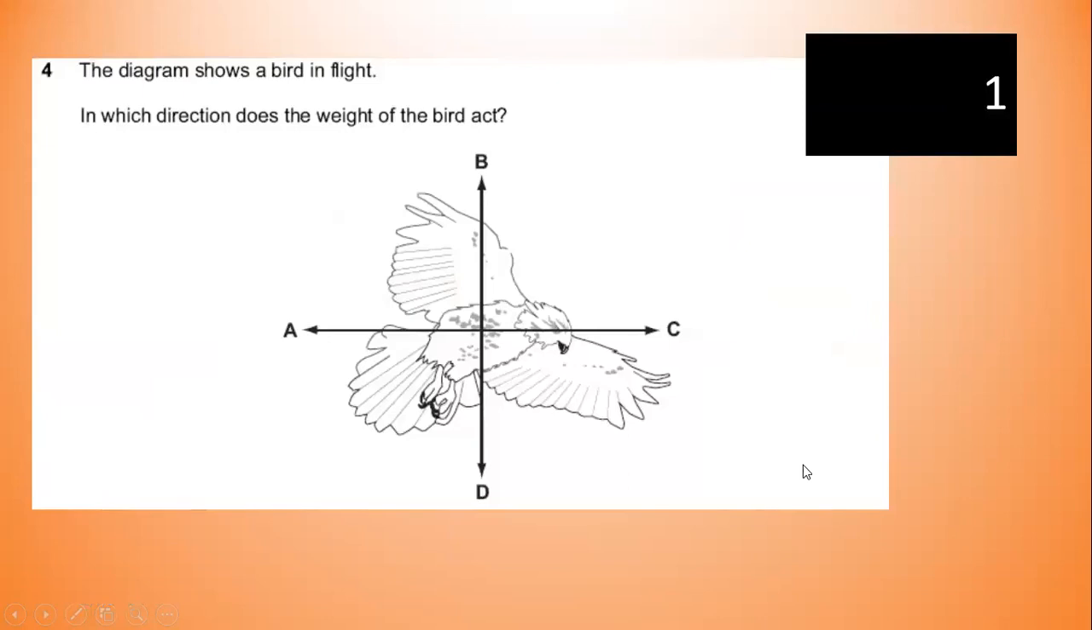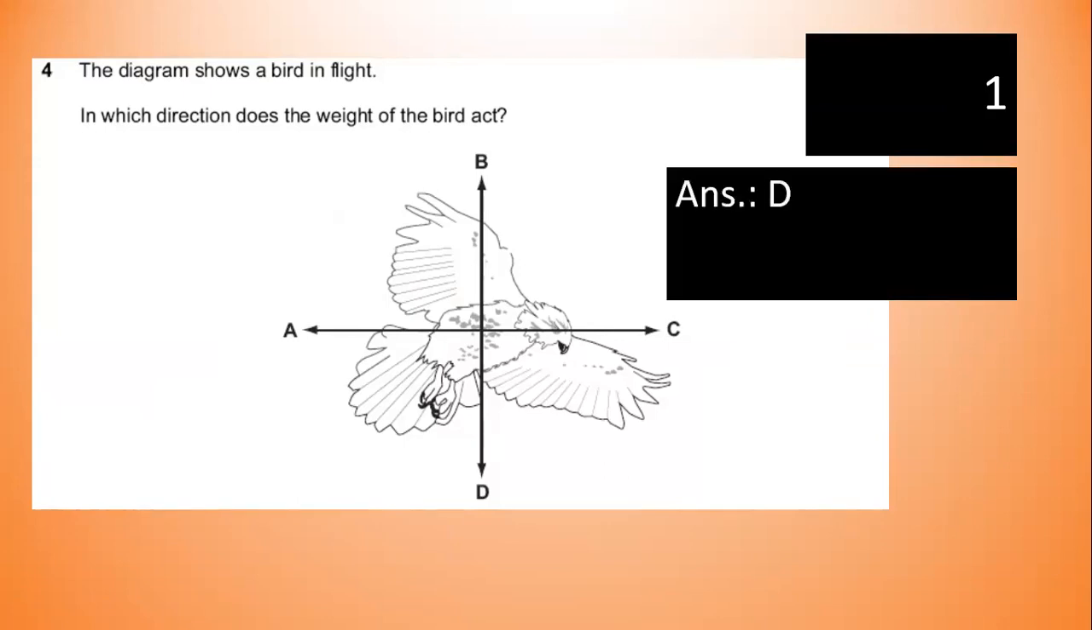Okay, let's look at some simple examples. The diagram shows a bird in flight. In which direction does the weight of the bird act? You must be able to know the weight is vertically downwards from the center of gravity. So the answer is D.